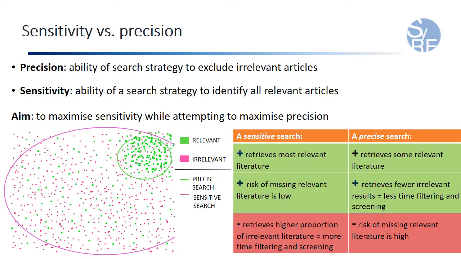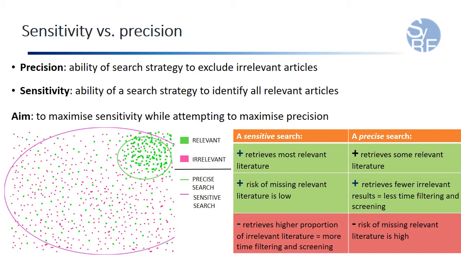In any search, we are trying to get a balance between precision and sensitivity, where sensitivity is our ability of a search strategy to identify all relevant articles, and precision is our ability of a search strategy to exclude irrelevant articles. We aim to maximise sensitivity while attempting to maximise precision.